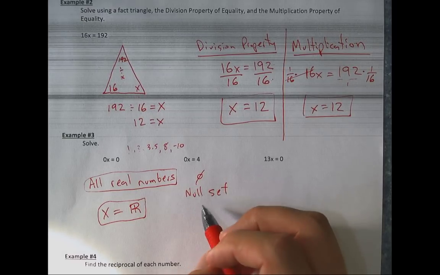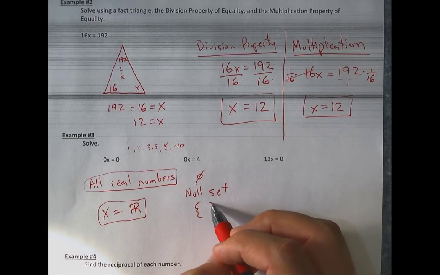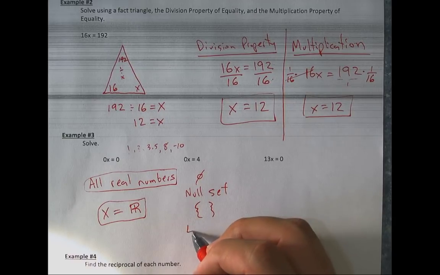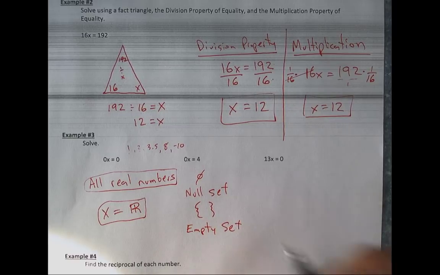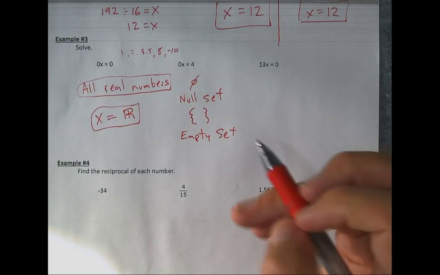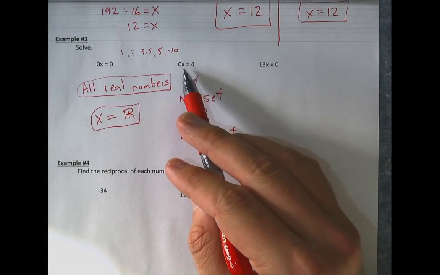It's the null set. And another way to answer it is to put a set of parentheses. These are fancy parentheses that they use for sets, but with nothing inside of it. And this is called the empty set, because there's nothing inside. There is no answer. There's no answer that we can put in. 0 times anything is going to be 0. It's never going to equal 4.